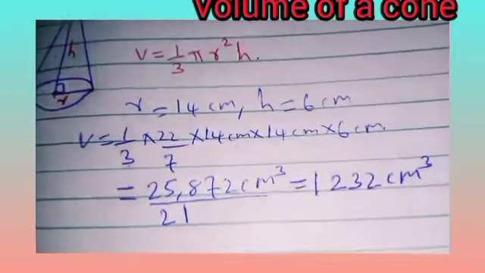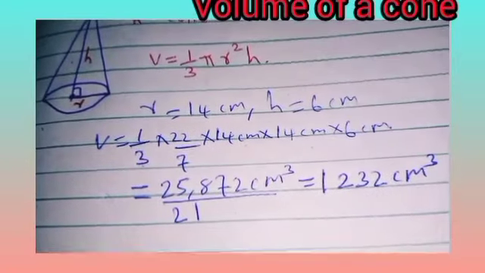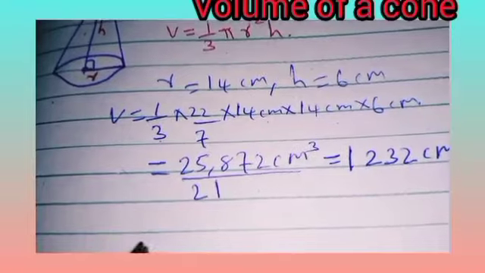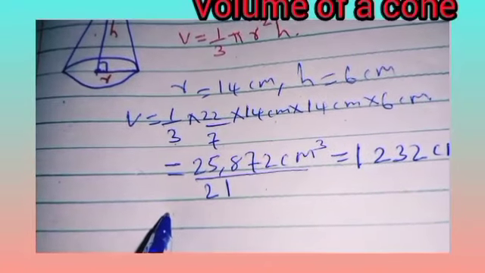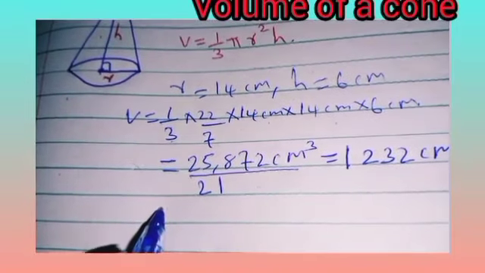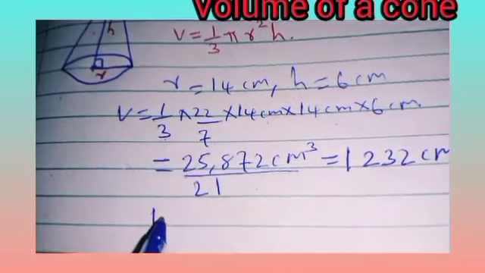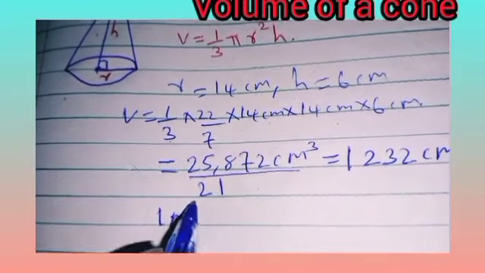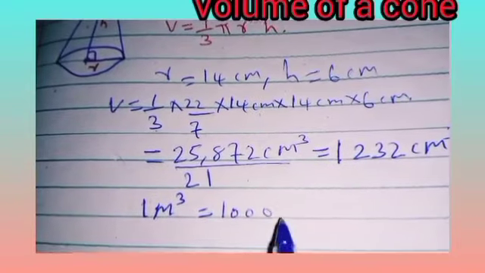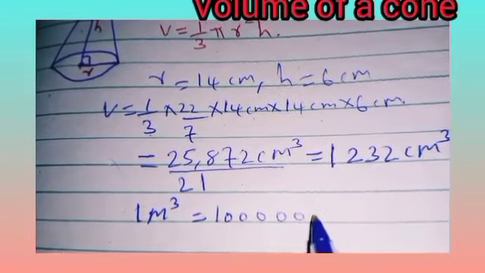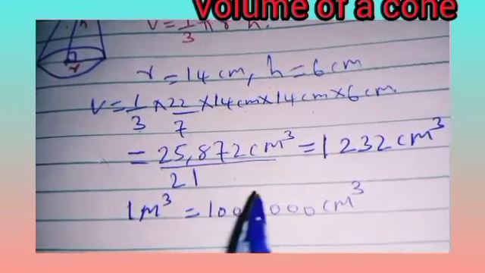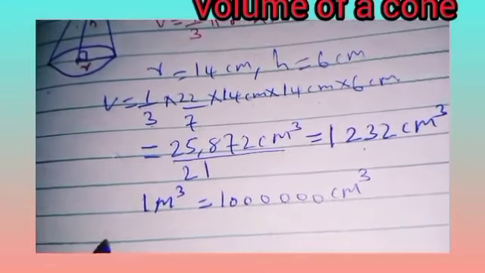Now you can be told to give your volume in SI unit. So to do that, you use this transformation, that 1 cubic meter is equivalent to 1 million cubic centimeter. And now you divide it with the 1 million.